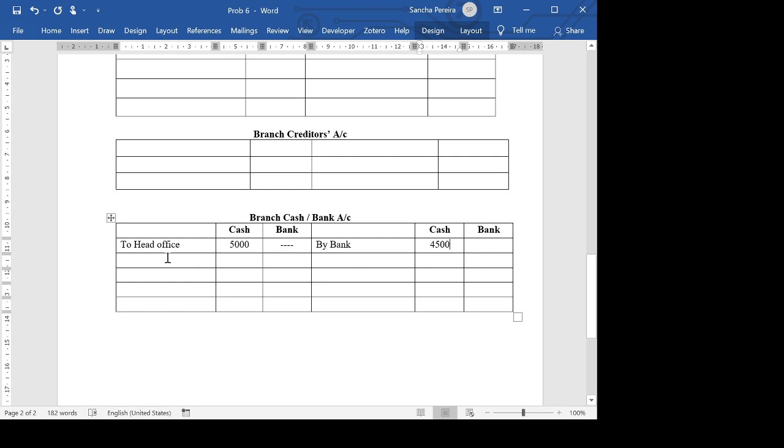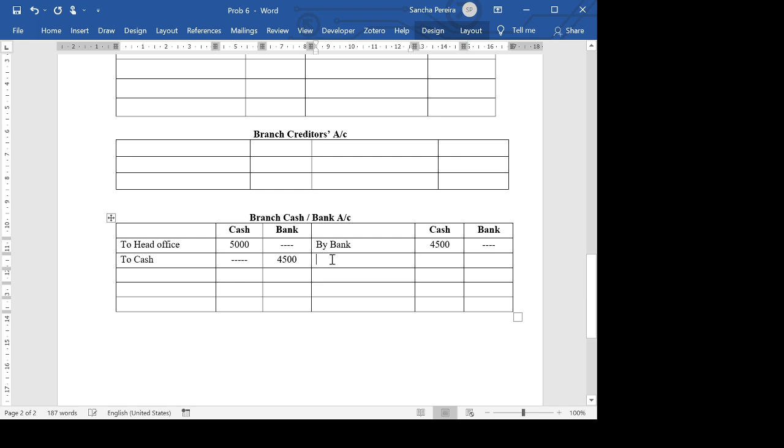So here on this side, you're going to have, in the bank column, 4,500. What is the meaning of this? You had cash of 5,000 with you, but then you take 4,500 and put it in the bank account. So that's why we say by bank. Basically, if you try to see how much cash you have right now, it will be just 500 because out of 5,000, 4,500 is put in the bank account. So you'll have cash of only 500, but you have a bank balance of 4,500.